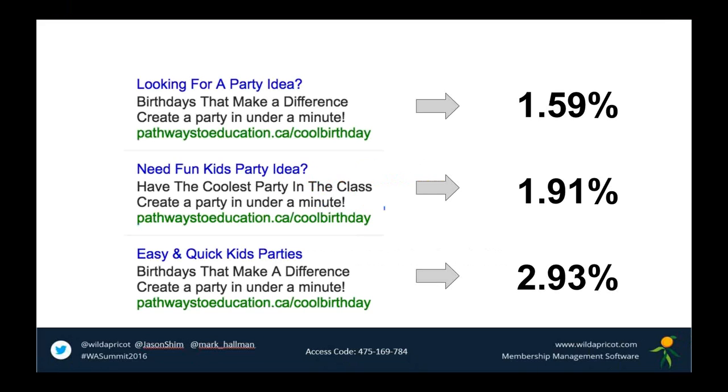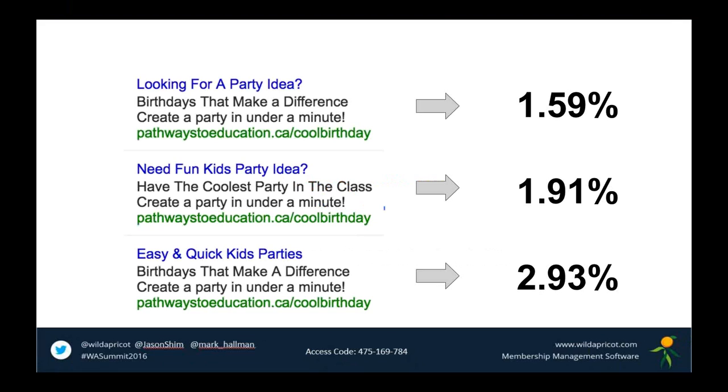So, need a fun kids party idea, that actually performed a bit better at 1.91% rather than 1.59. And then the one that performed the best is the easy and quick kids parties, birthdays that make a difference, create a party in under a minute. Now, it may not seem like a big deal, 1.59% to 2.93%, but when you're talking about a few thousand visitors to your website, that is a pretty significant conversion rate.